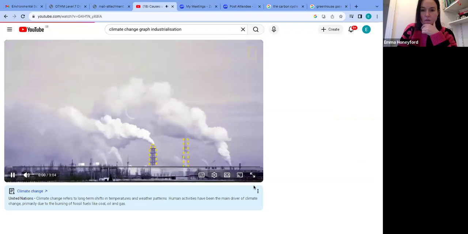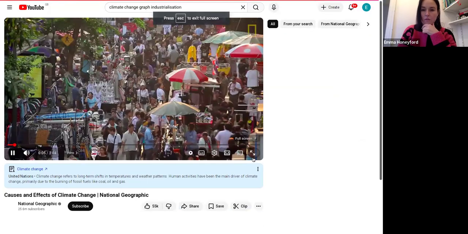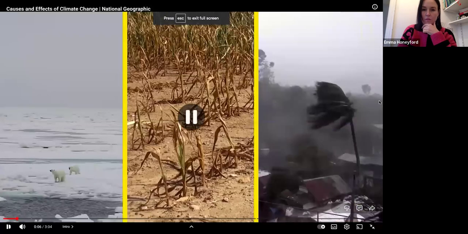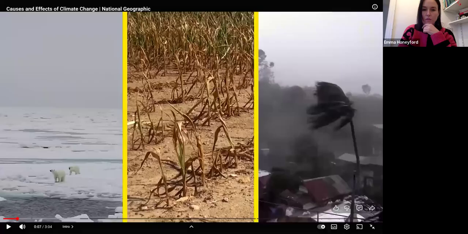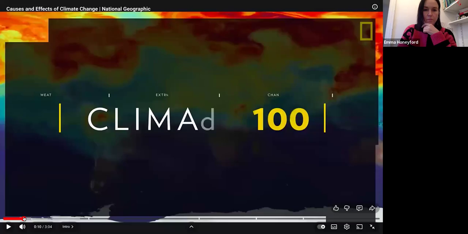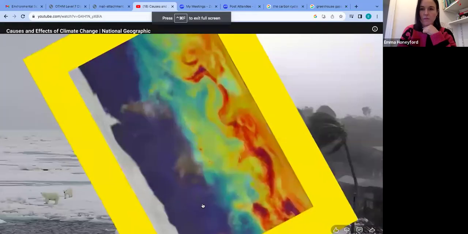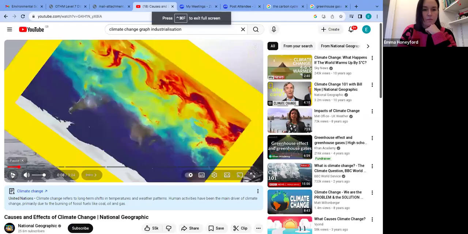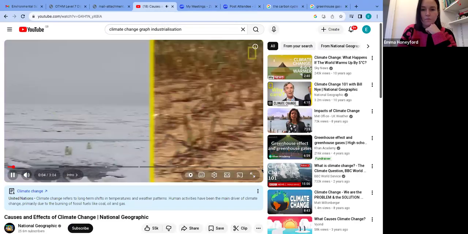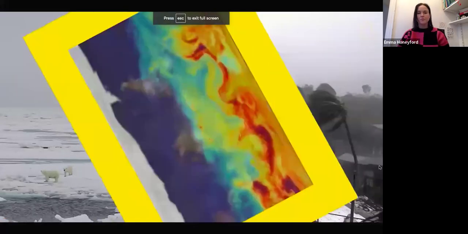Human activities, from pollution to overpopulation, are driving up the Earth's temperature and fundamentally changing the world around us.